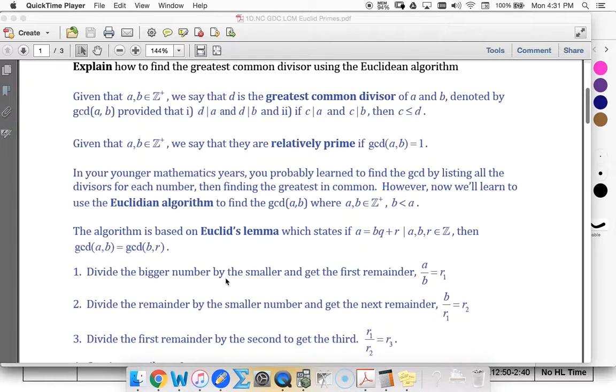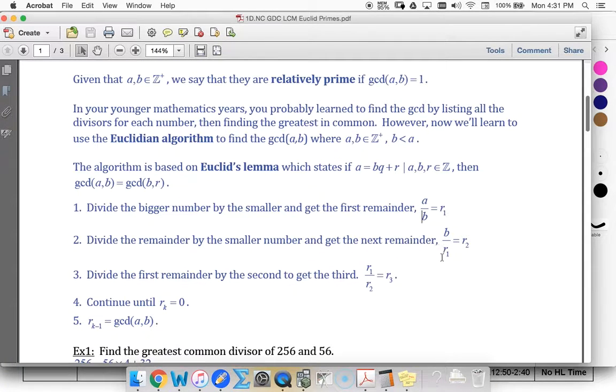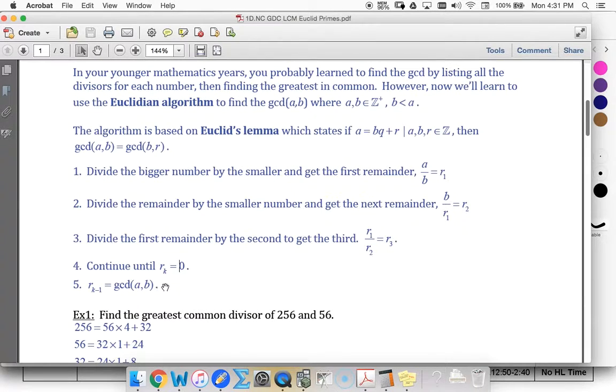So the way that we do this is that we start with our first two numbers, and assuming that A is greater than B, we take A, divide by B, and get our first remainder. Then, basically, we're going to rotate positions. Take this B, divide it by the first remainder, and get the second remainder. We're going to keep doing this. So remainder 1, divide by remainder 2 to get remainder 3. We're going to keep going until we get a remainder of 0. Once we get the remainder of 0, the previous remainder is going to be our GCD.